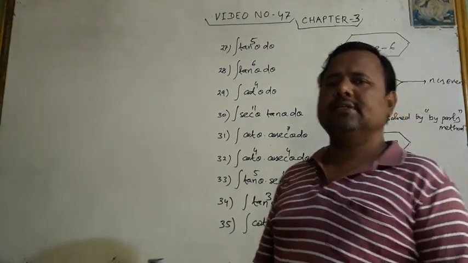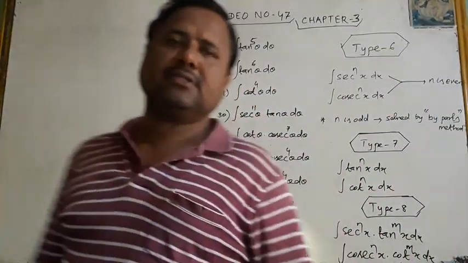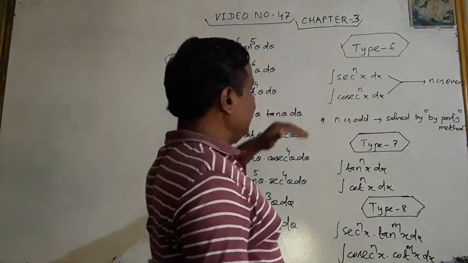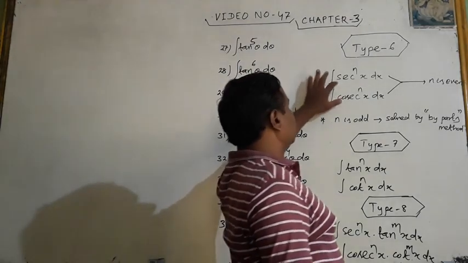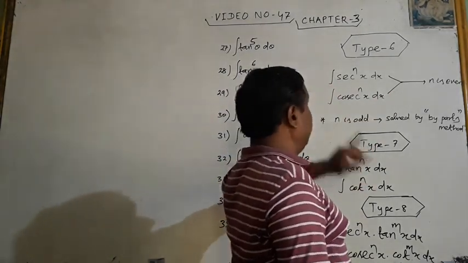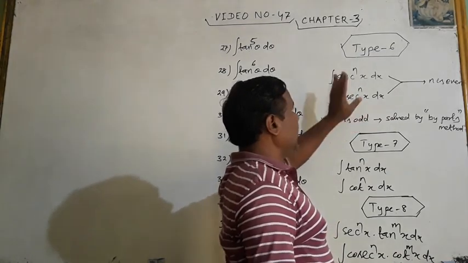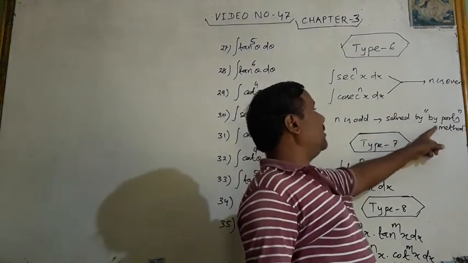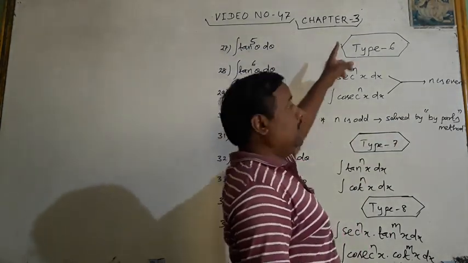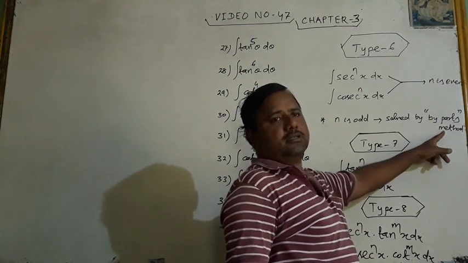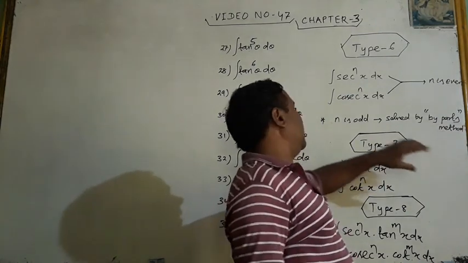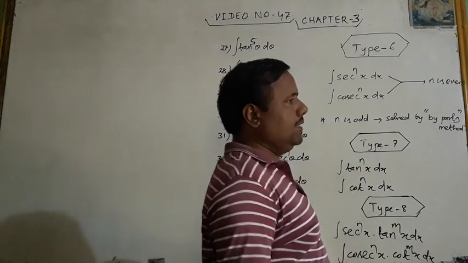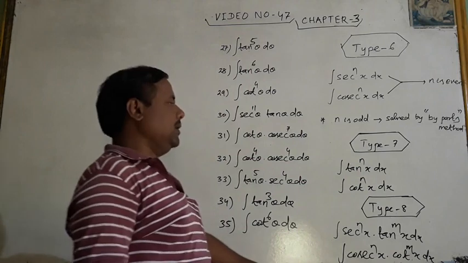My dear students, it is the last part of my chapter 3, and in this chapter we will discuss three types of things. Type 6 is sec power n, cosec power n, when n is even. Mind it, n is even. If n is odd, then we will solve it by the by parts method in chapter 5, which we will not discuss here. And in type 7 we will discuss tan power n, cot power n. n may be even, may be odd, whatever it may be.